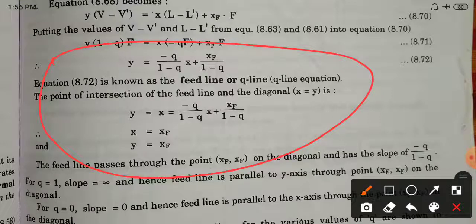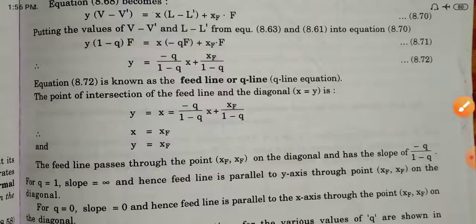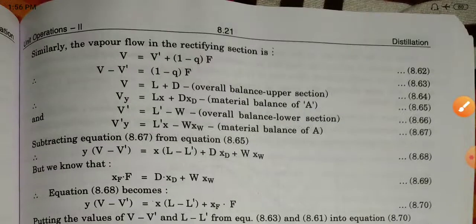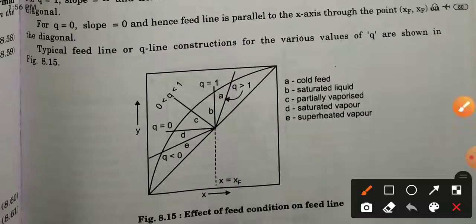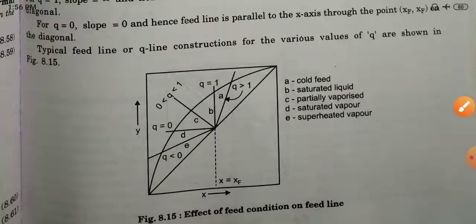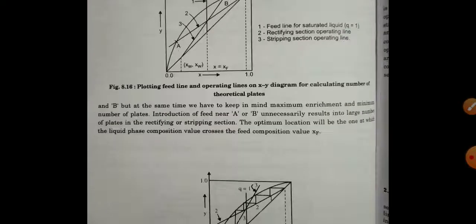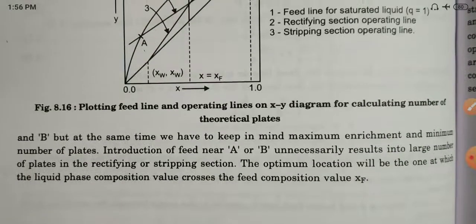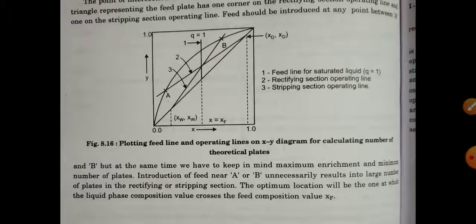Okay, clear? On what graphical basis will these Q line equations come? We have to derive that. Okay, then after the simple discussion part for the enriching section, which in theoretical prediction we said: plotting a line on an XY diagram for the feed and locations of the feed tray.